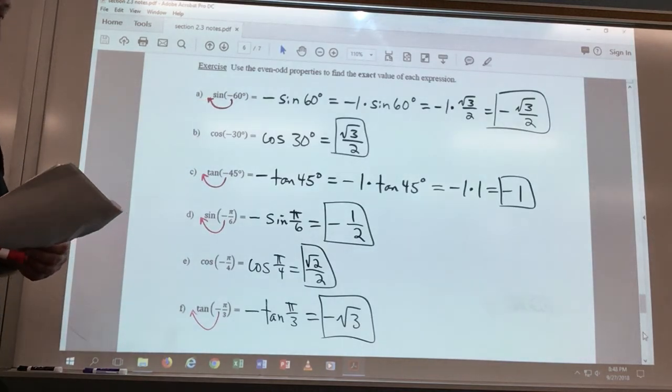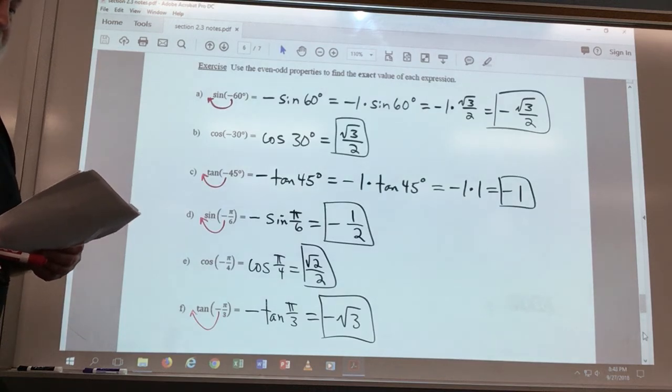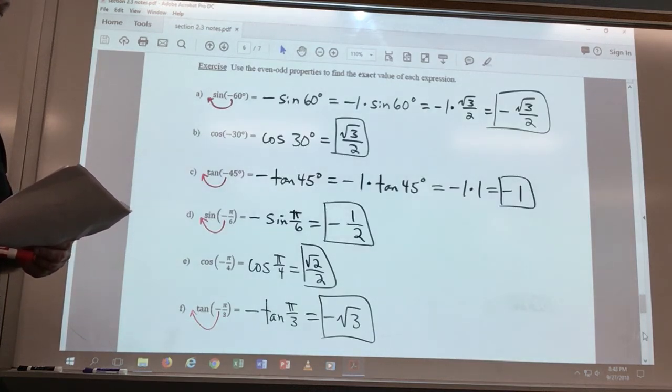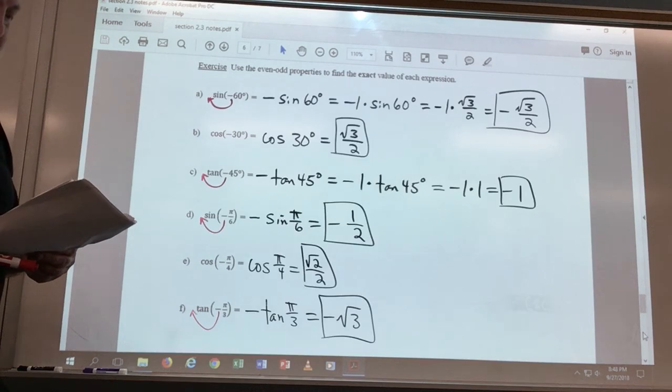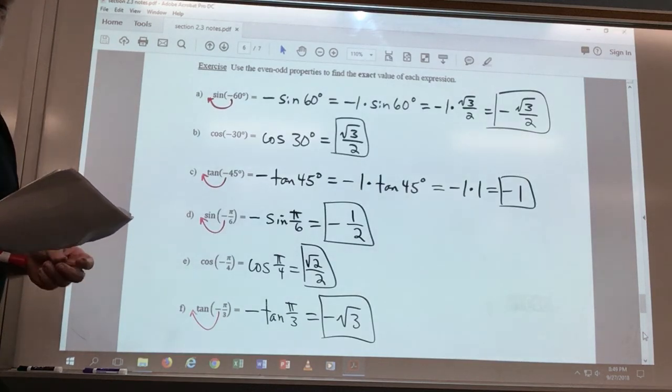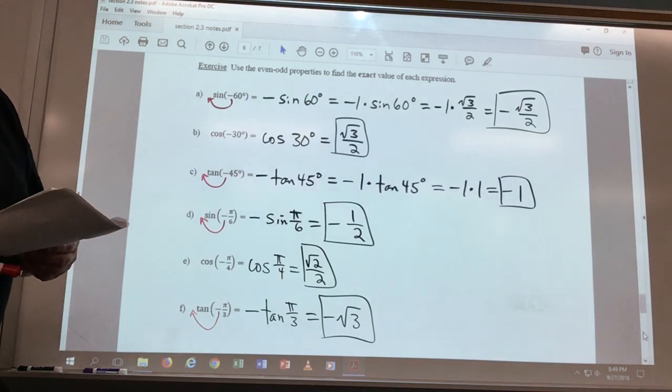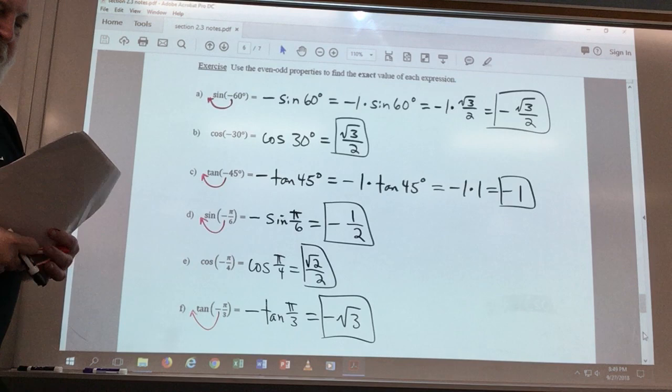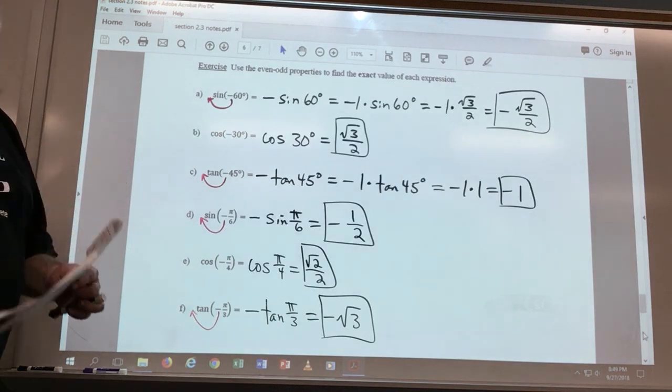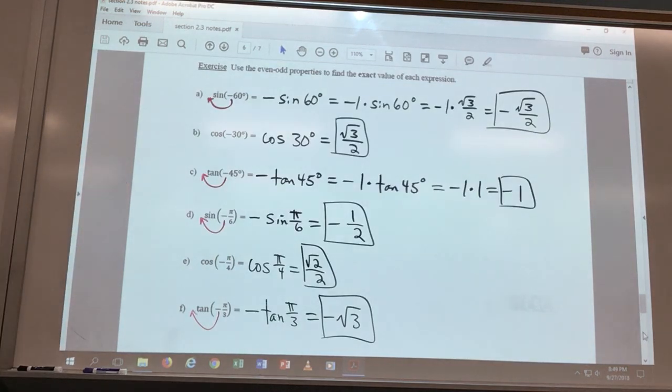On page 7, it talks about the domain and range of the 4 trigonometric functions: sine, cosine, tangent, cotangent. I'll let you read that on your own, and we will discuss it in class when we talk about section 2.4, okay?